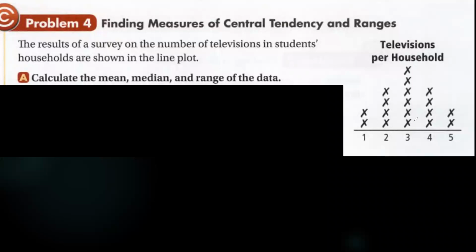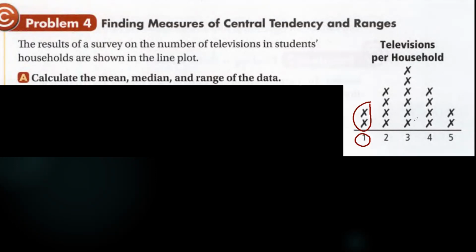That means they found that if we have one TV in the room, two students. They asked students, two have one TV. Two TVs, 4 students. 3 TVs, we have 6 students. 4 TVs, we have 4 students. 5 TVs, we have 2 students.